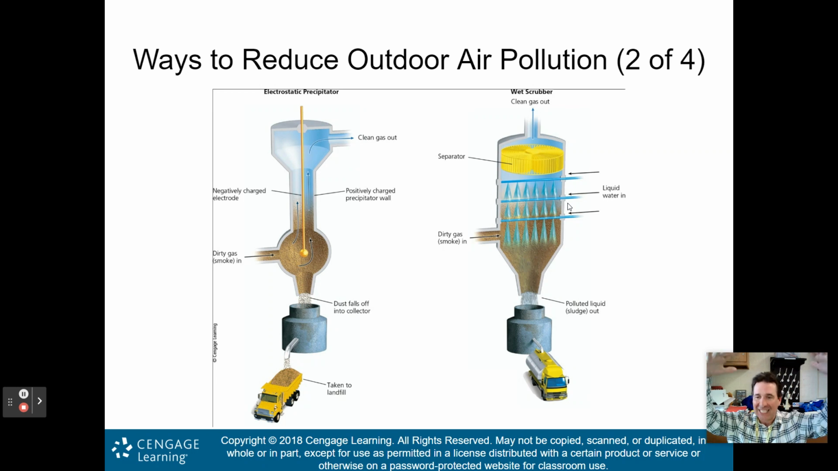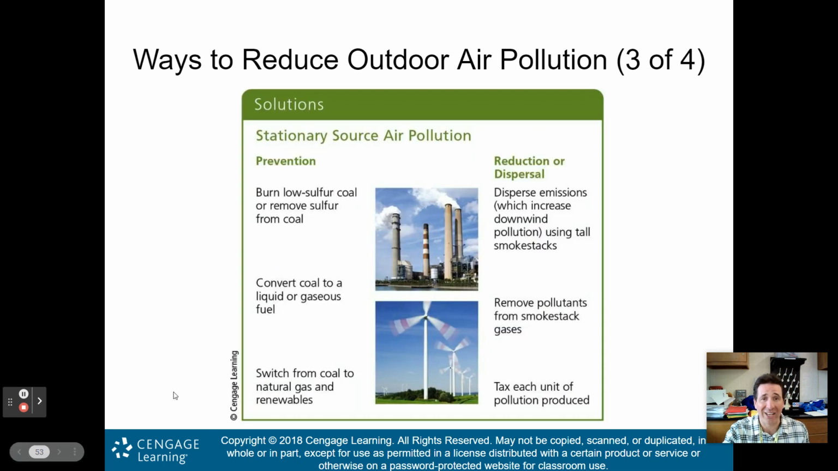The water goes in, cleans out all the soot, all the particulate matter as the smoke is trying to leave the smokestack. All that soot is some sludge that then gets collected and again sent to a landfill while the clean gas gets out into the air. So again, two ways technology can help us with reducing the amount of air pollution coming out of our smokestacks from our factories and from our industrial plants.